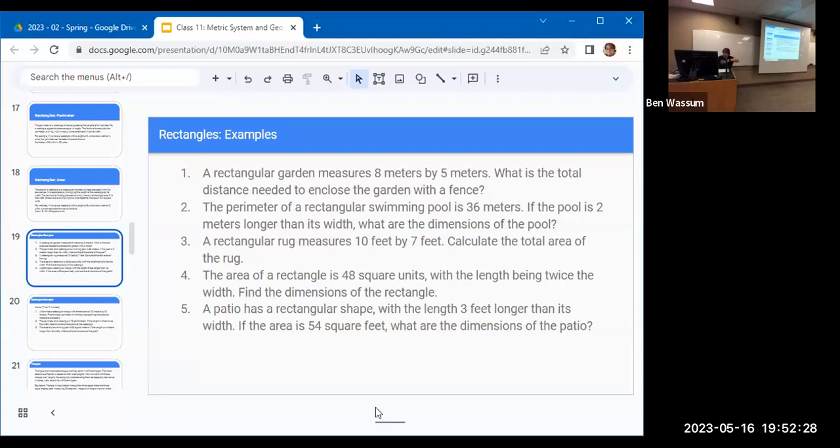So number 5, a patio has a rectangular shape with the length 3 feet longer than its width. Well, that sounds a lot like number 2, doesn't it? If the area is 54 square feet, what are the dimensions of the patio? All right, same sort of shape I'm drawing. We have that the length is 3 longer than the width, and the area is 54 square feet.